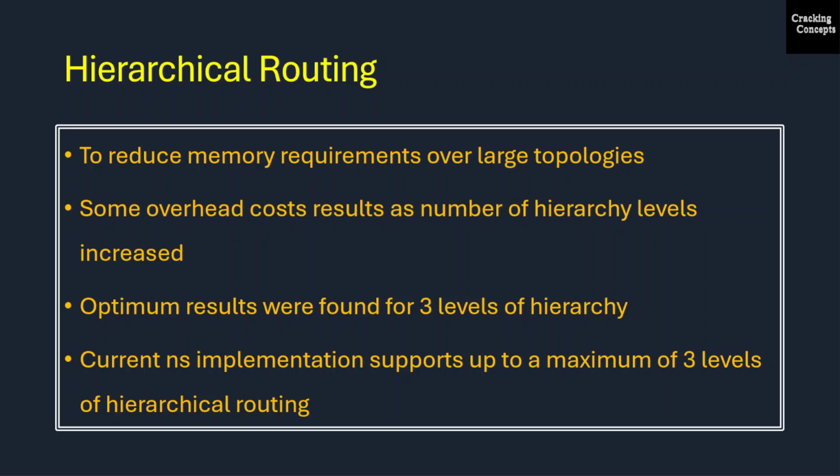Now we look into hierarchical routing. Now this was mainly devised, among other things, to reduce memory requirements of simulations over very large topologies. A topology is broken down into several layers of hierarchy, thus downsizing the routing table. The table size is reduced from n squared for flat routing to about log n for hierarchical routing. However, some overhead costs result as the number of hierarchy levels is increased. Optimum results were found for 3 levels of hierarchy, and the current NS implementation supports up to a maximum of 3 levels of hierarchical routing.